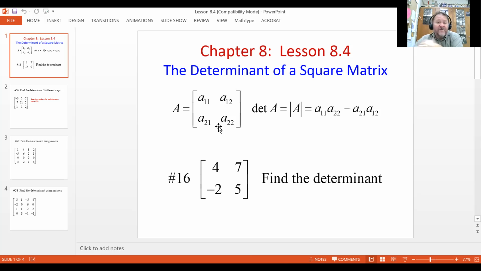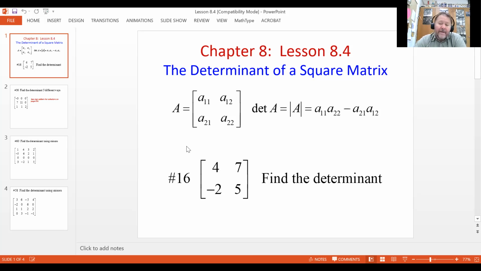Now, if you have a 2 by 2, it's laughably easy. I always tell students you take the product of the 2 downhill minus the product of the 2 uphill. Downhill minus uphill. So it'd be A, so that's row 1. This is the entry for row 1, column 1. This is the entry for row 2, column 2. This is the element for row 1, column 2, row 2, column 1. You get the idea. So we multiply these two, subtract those two.